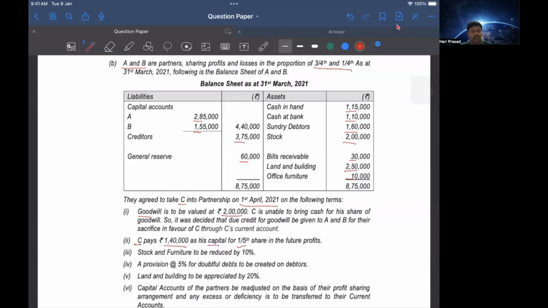Next point. Stock and furniture to be reduced by 10%. First, we need to find what is 10% of stock and furniture and decrease that amount from the stock account and furniture account.